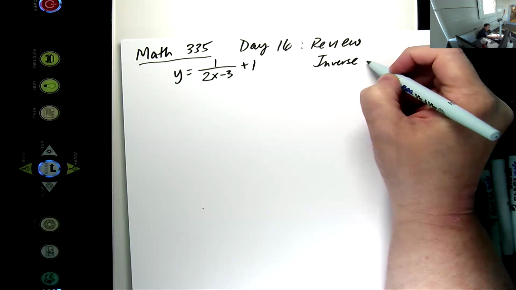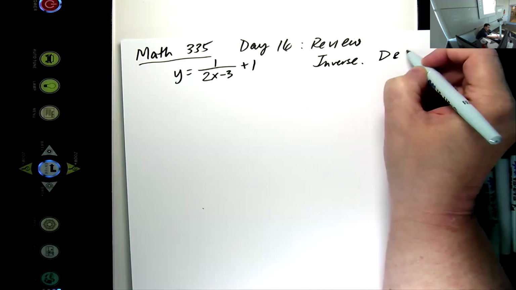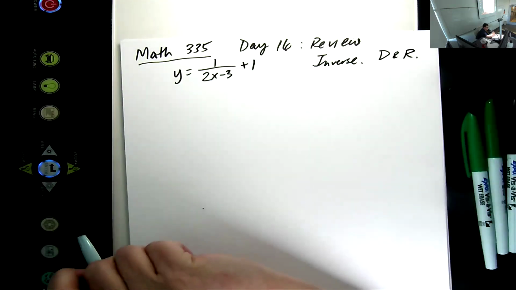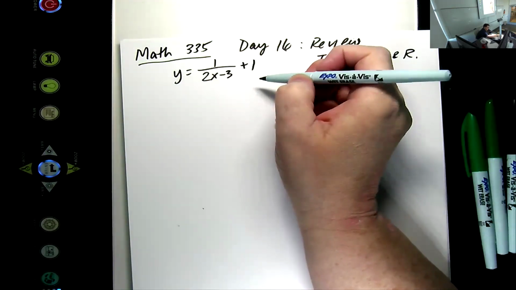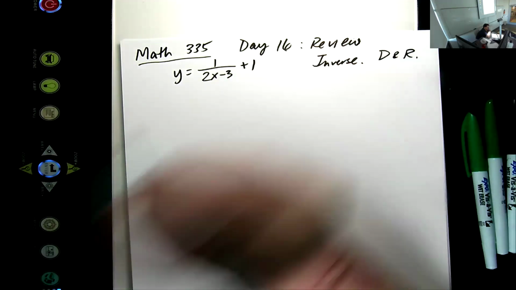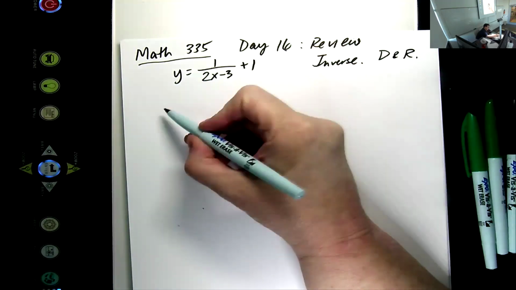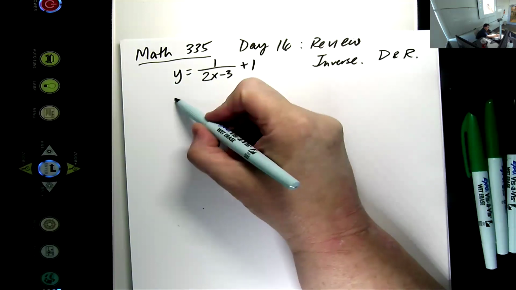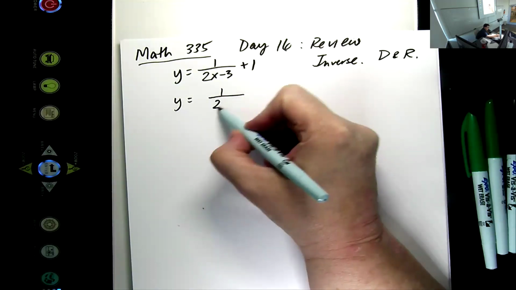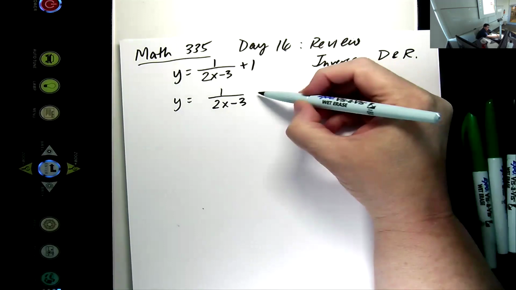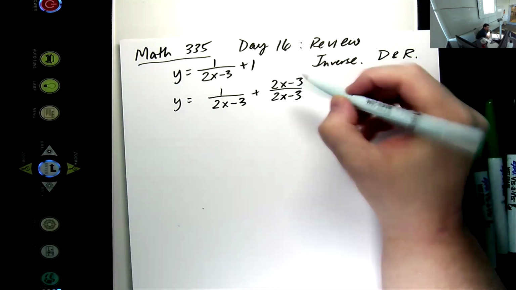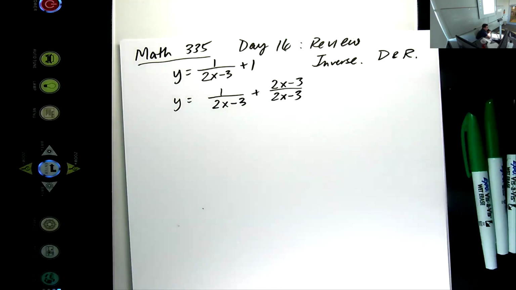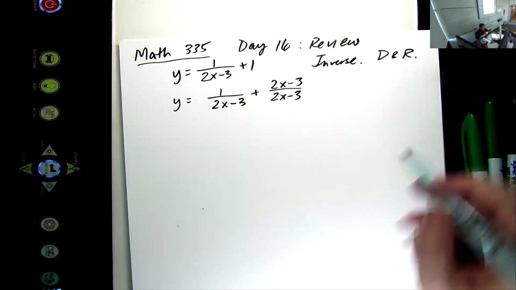So find the inverse and then domain and range. One way to do it is jump straight to the inverse. I'm actually not going to. I am going to get a common denominator first by turning that 1 into 2x minus 3 over 2x minus 3. Because this is still 1, right?